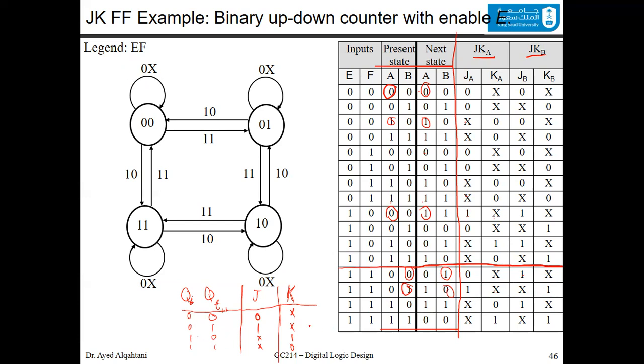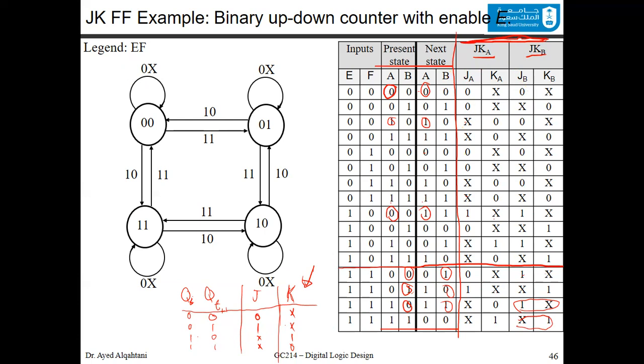From 0 to 1 is 1 and X. And from 1 to 0, it's the same as this one, X and 1. You can see that the excitation table helps us fill the second part of the table. And this part is the one that we are going to use in the optimization.